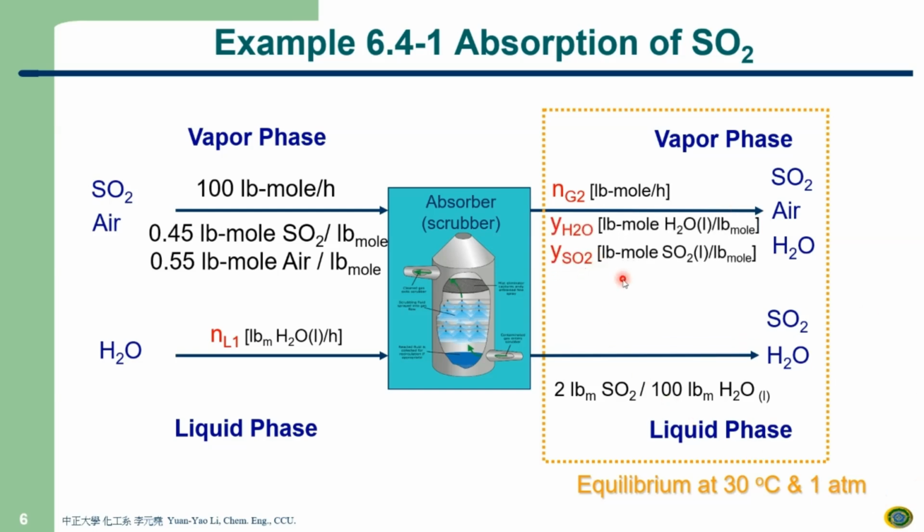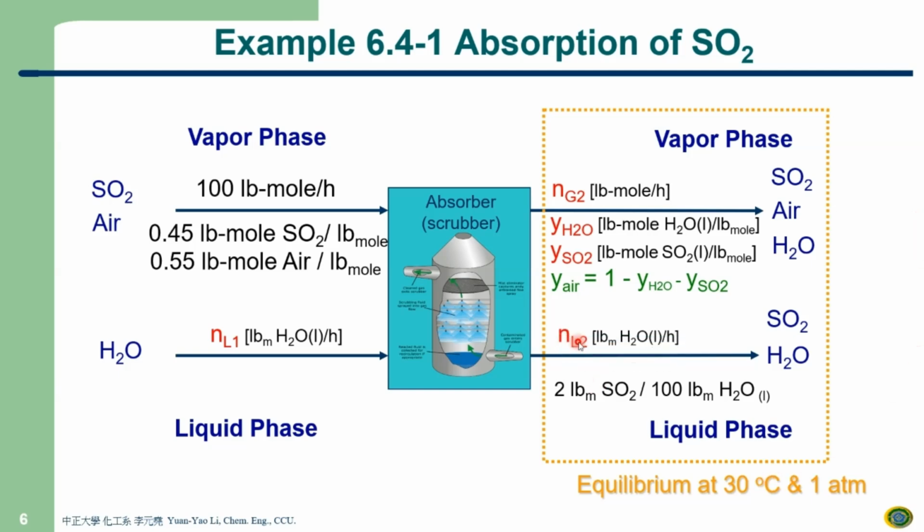Something else you don't know is the molar fraction of the air, water, and SO2. But here you only have 2 unknown variables, because this one plus this one plus this one will equal 1. So you only have 2 unknowns, which I mark in red color. I always mark unknowns in red, so please remember this.